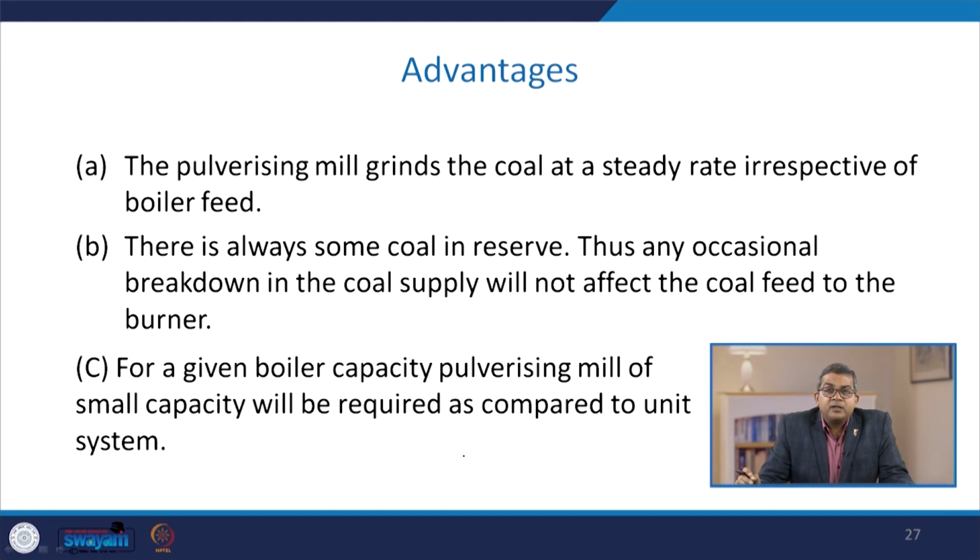The pulverizing mill grinds the coal at a steady rate irrespective of boiler feed. There is always some coal in reserve, thus any occasional breakdown in the coal supply will certainly not affect the coal feed to the burner. Sometimes, because coal is being transported through the rail system, any kind of disruption in the coal supply may cause a problem to the regular steam generation. For a given boiler capacity, a pulverizing mill of smaller capacity may be required as compared to the unit system. So these are the advantages.